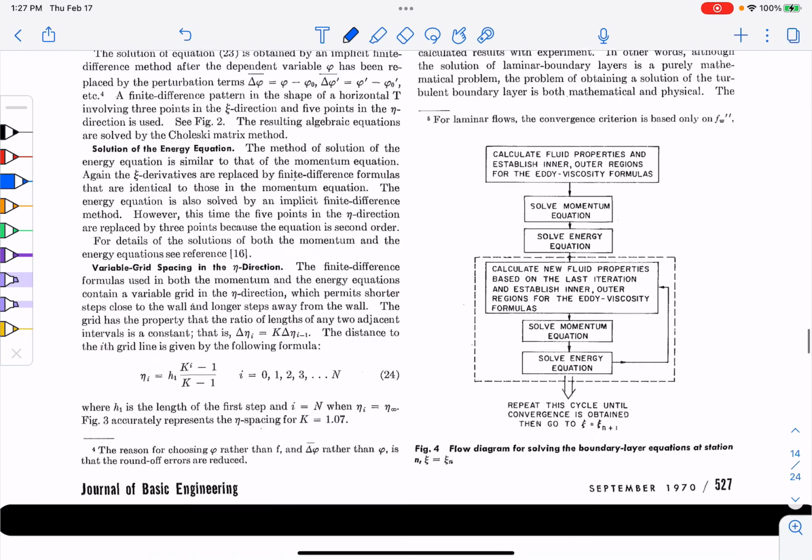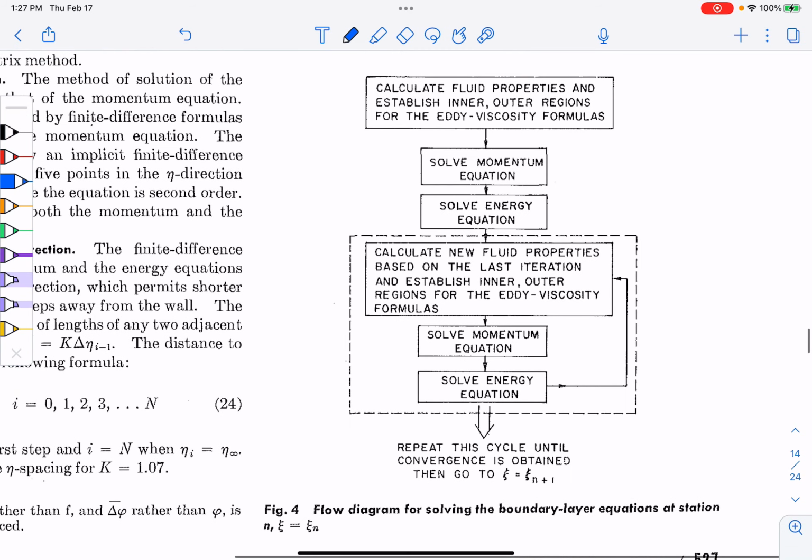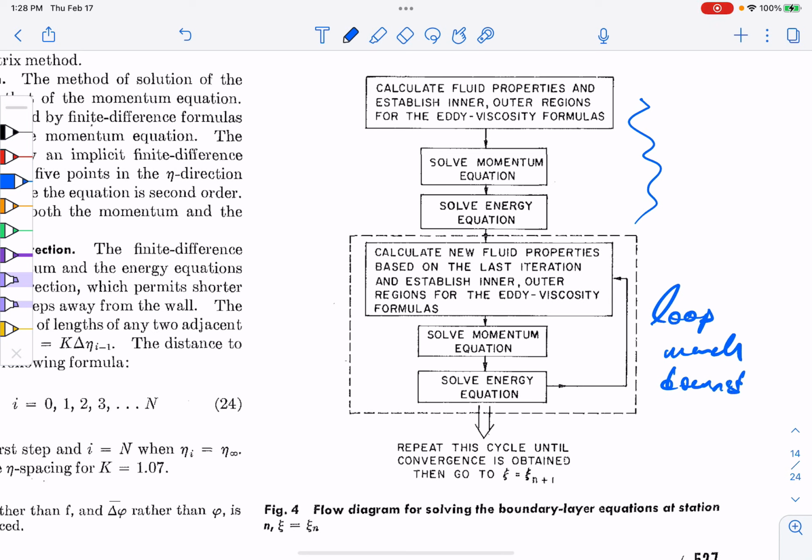I love it when these papers have flowcharts, because a picture is worth 1,000 words. Here's the flowchart. I often make flowcharts in my codes to explain them to others. This is basically how the code runs. You initialize it, set up your conditions, solve your initial momentum and energy equations, and then you go over a loop where you march downstream to the next value at n+1. And he has a little inner loop for convergence at each step.